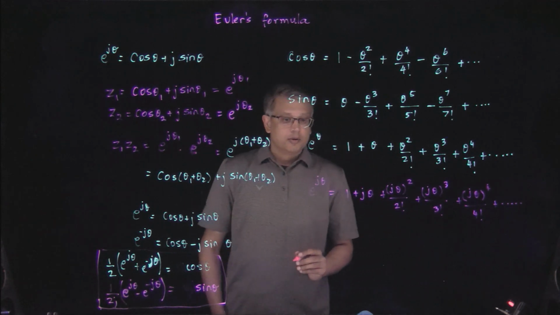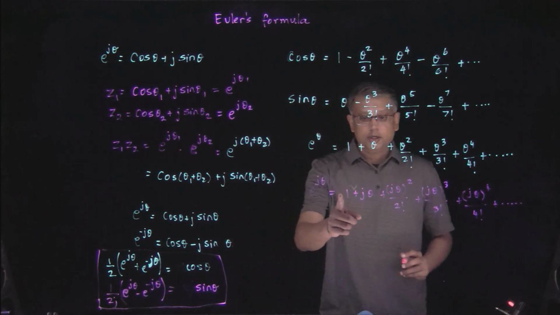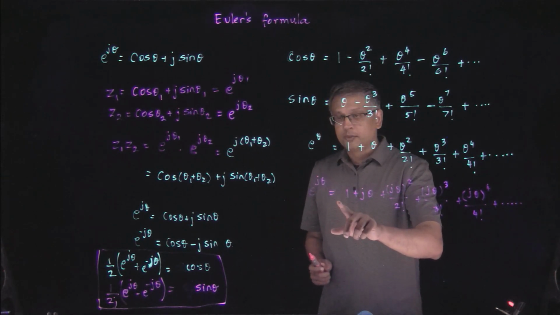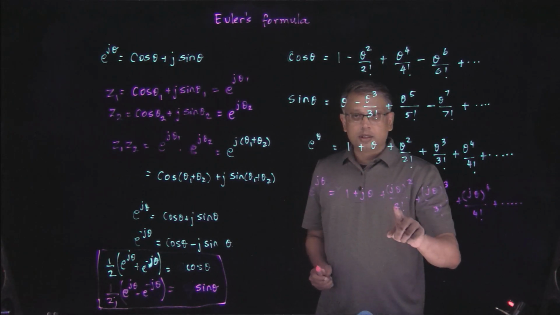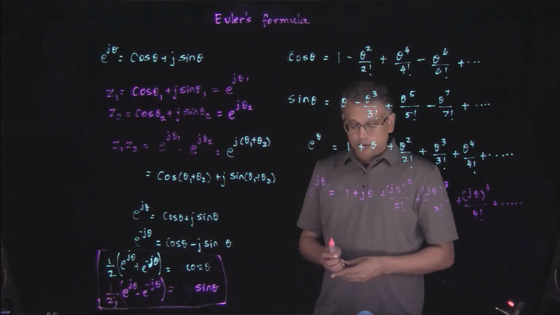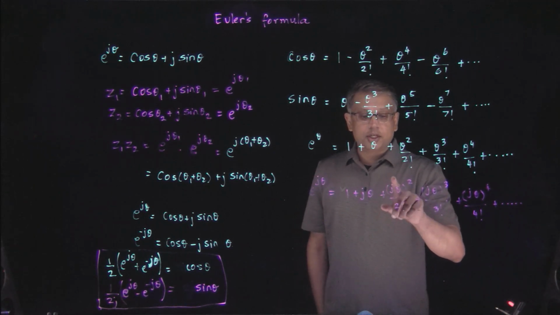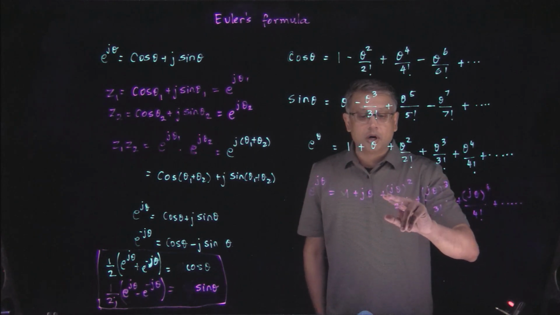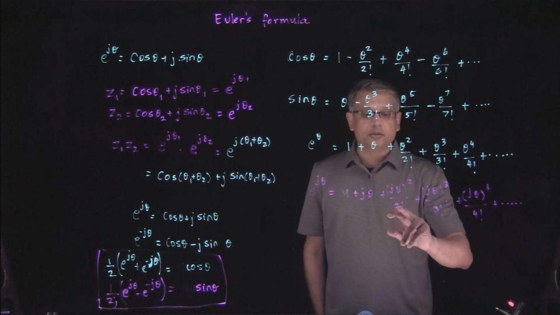Okay. Now let's try to split this into its real and imaginary parts. Notice that the first term is real. The second term is strictly imaginary. Now the third term, which has j theta to the power of 2, what is j times theta squared? That's j squared times theta squared, and j squared is nothing but negative 1. So the third term is actually negative theta squared over 2 factorial.